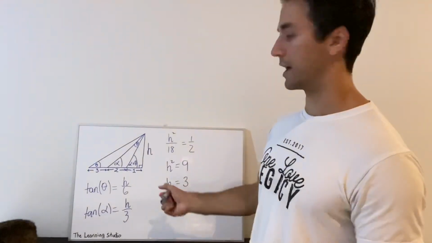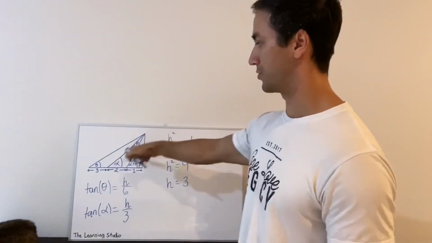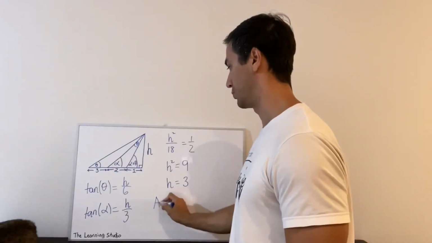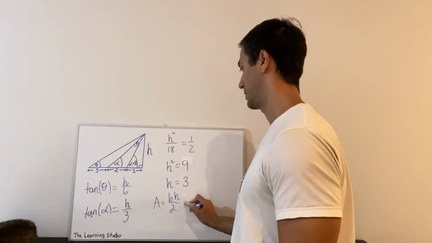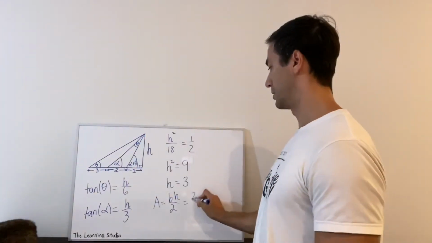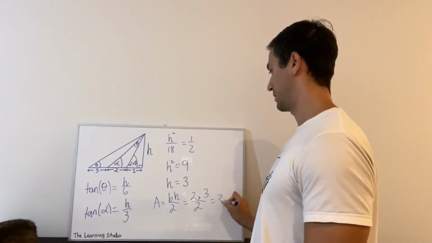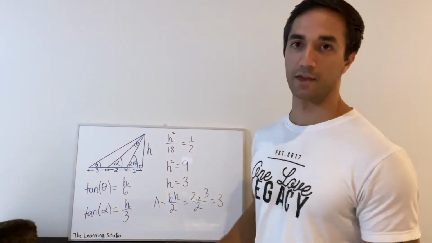Alright, and so then finally, if we want the area of this middle triangle here, it's going to be the base times the height divided by 2. Okay, our base is 2, the height's 3, and so the area of that little triangle is 3.